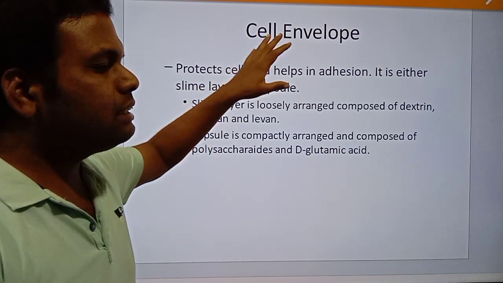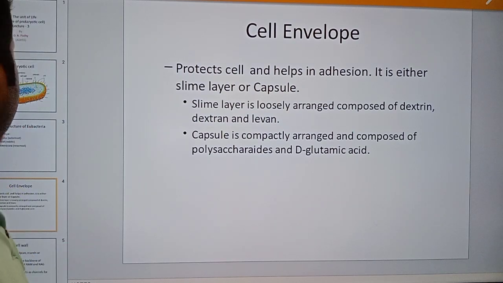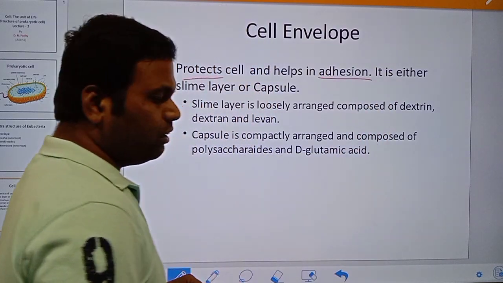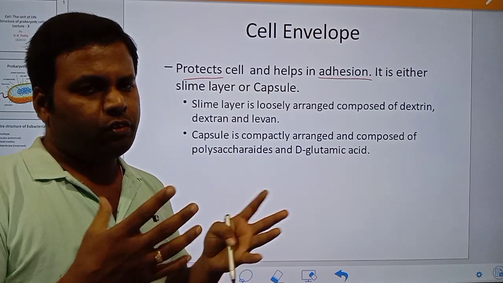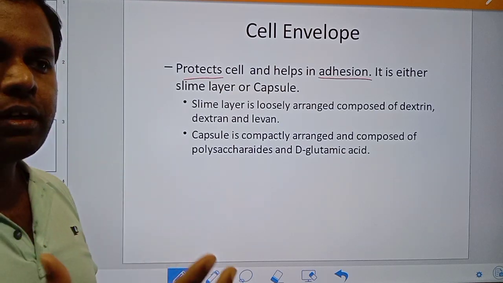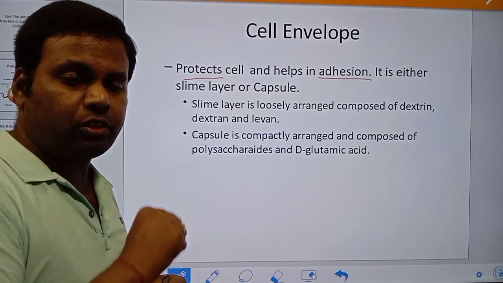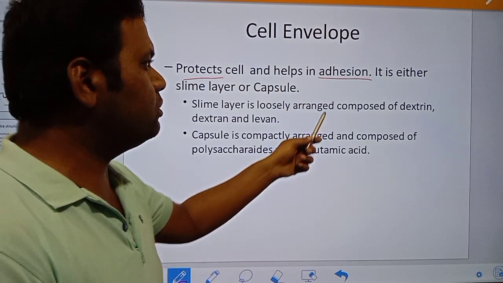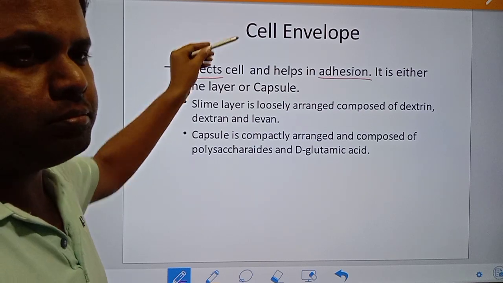Likewise, the cell envelope of any cell, or prokaryotic cell, is associated with protection first. The second function is adhesion. Adhesion means cell to cell connection. The cells remain together due to the adhesive property of the cell wall or cell envelope. So cell to cell, or cell to some other substance, attachment is helped by the adhesive property, which is one of the properties of the cell envelope.